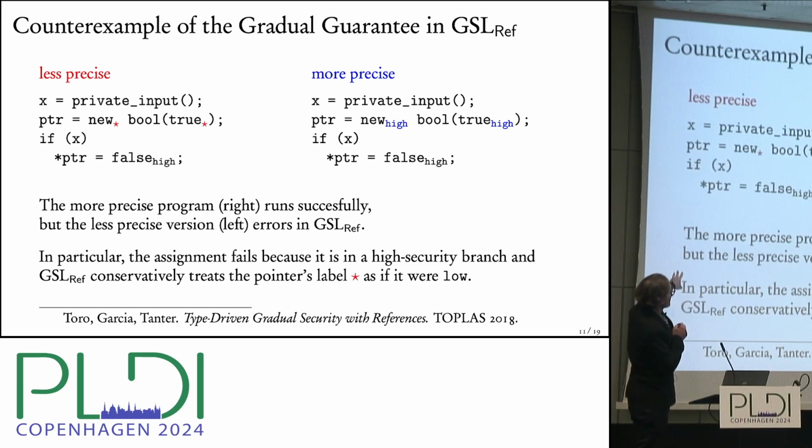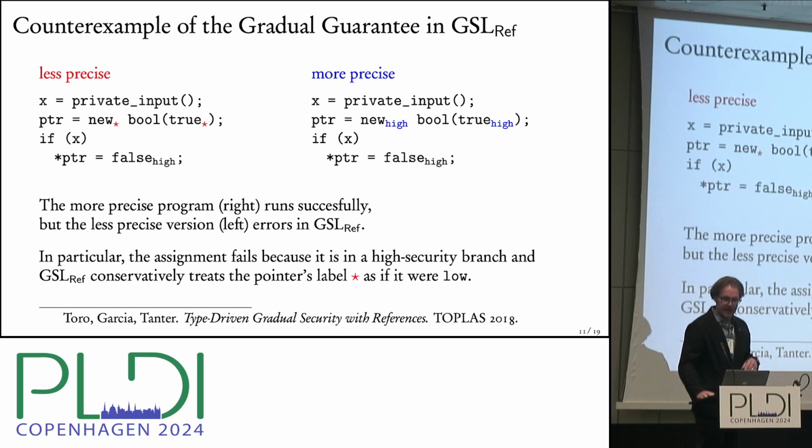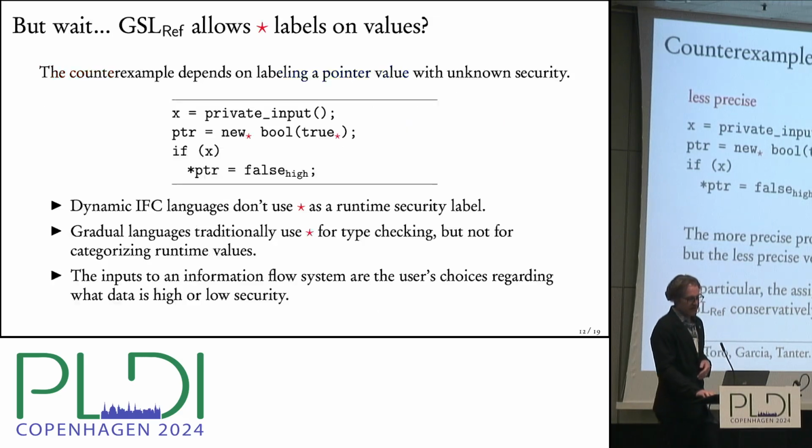The reason why it errors is that when you get to the assignment in the design of GSLRef, what they're doing is saying, okay, we're in a high security branch, but we don't know the security level of the pointer. And if it turned out to be low, we'd be in trouble, and we'd be breaking non-interference. So we better conservatively treat it as if it's low. So they error on the assignment at runtime. But this breaks the gradual guarantee.